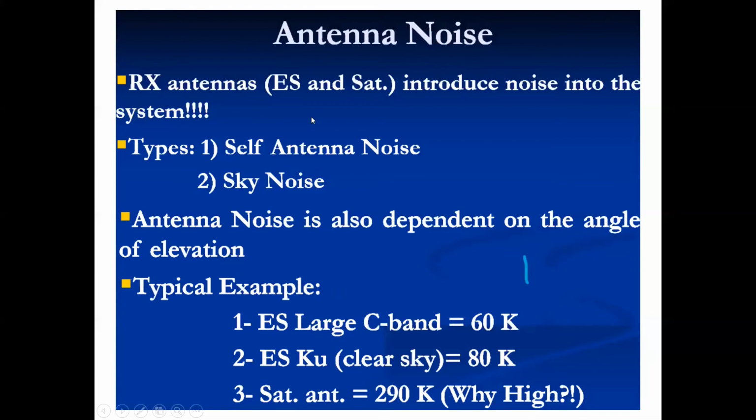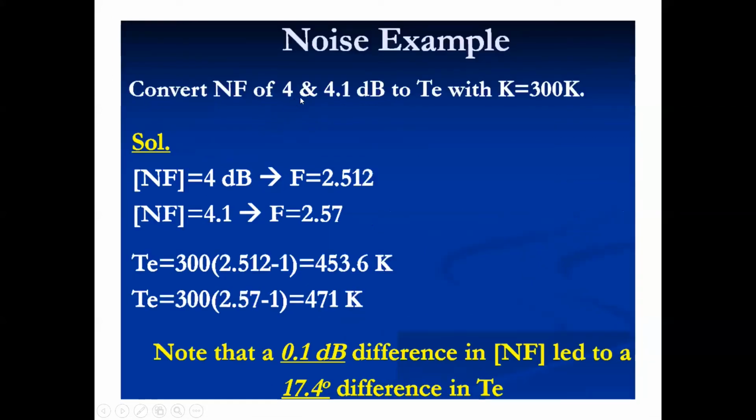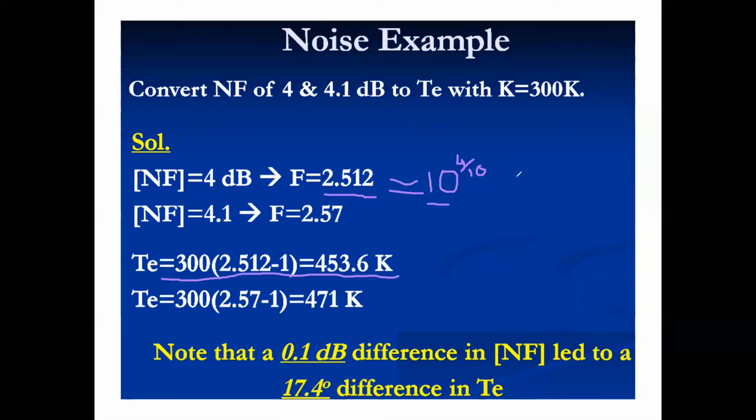So this problem was to show you that a noise figure difference of 0.1 dB actually leads to a 17.4 degrees difference in the equivalent noise temperature. Did you understand this? How to convert log into a decimal? This is important, right? 10 to the power of whatever the value, positive or negative, divided by 10, that will give you the value in the normal scale.